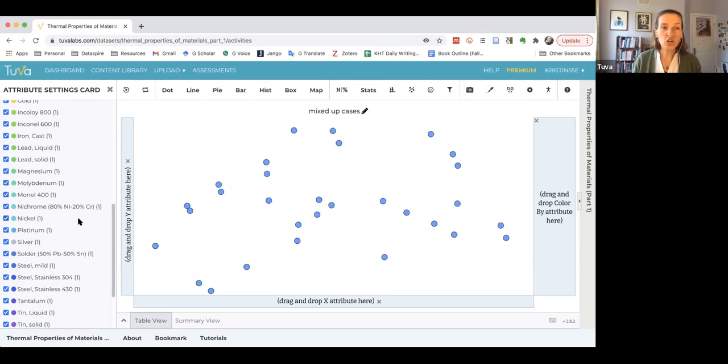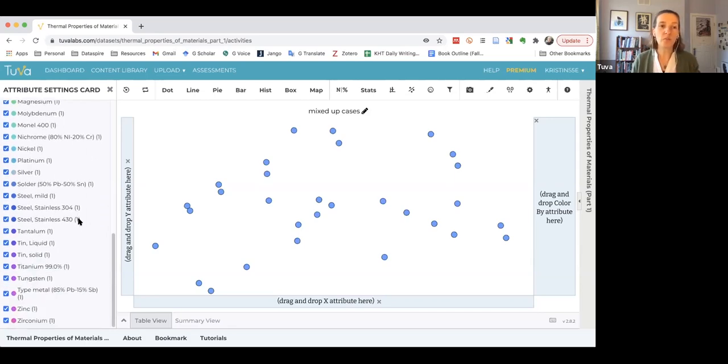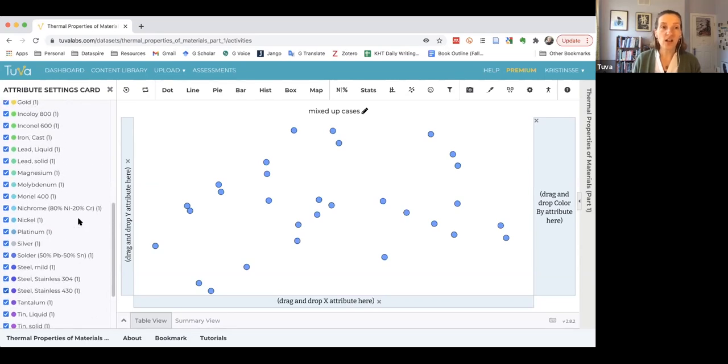Some of these may be new, some of these you may be really familiar with. It actually doesn't really matter when answering this question. You don't need to know exactly what nichrome is to be able to look at its properties and think about whether or not we could use it for a spacecraft, right?